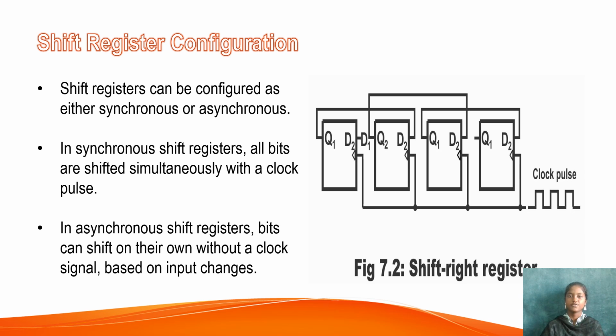Shift register configuration. Shift registers can be configured as either synchronous or asynchronous. In synchronous shift registers, all bits are shifted simultaneously with a clock pulse. In asynchronous shift registers, bits can shift on their own without a clock signal based on input changes. Here are clock pulse and shift register circuits.